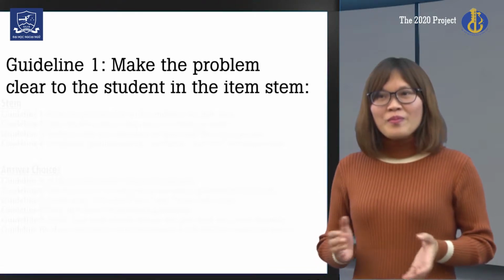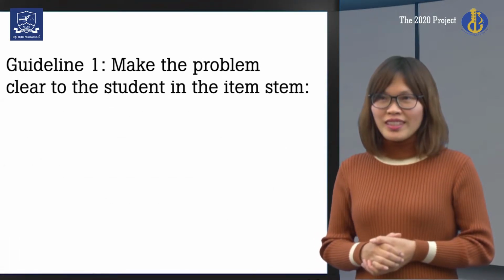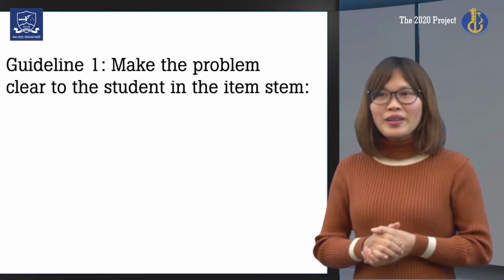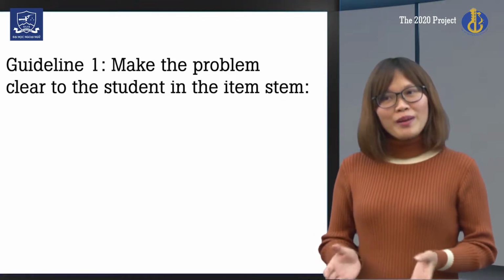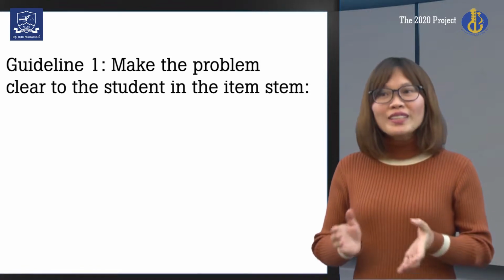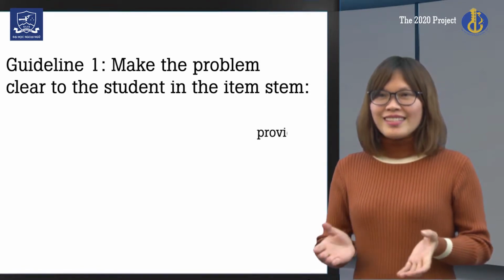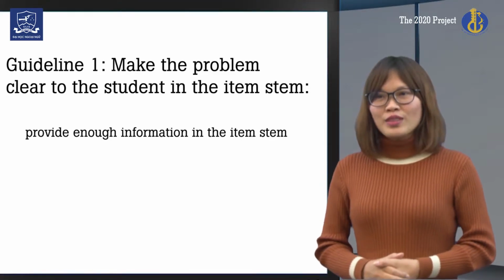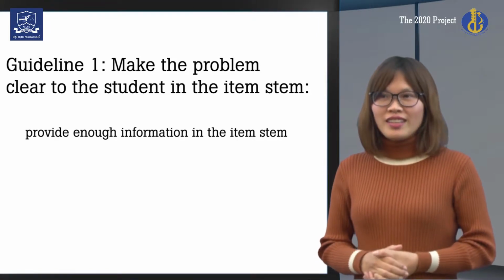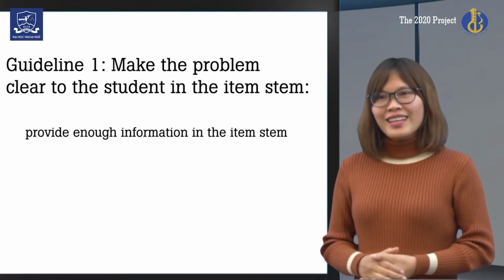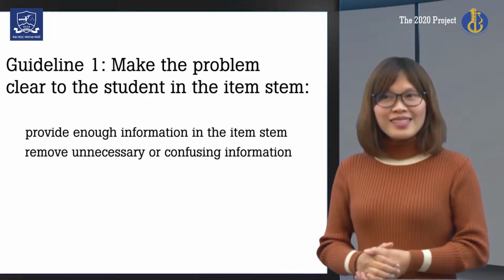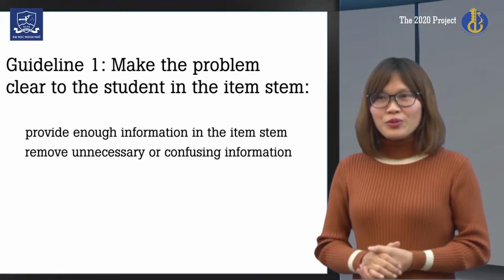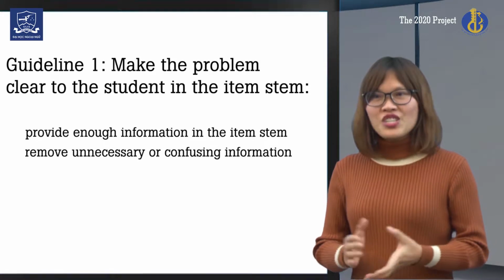Guideline number 1. Make the problem clear to the student in the item stem. Write the item stems as a clearly described question or task. The problem should be in the item stem and not in the answer choices. This guideline relates to providing enough information in the item stem to give the student an indication of what is being asked. It also relates to removing unnecessary or confusing information from the question. The general rule is using complete stems and short responses.